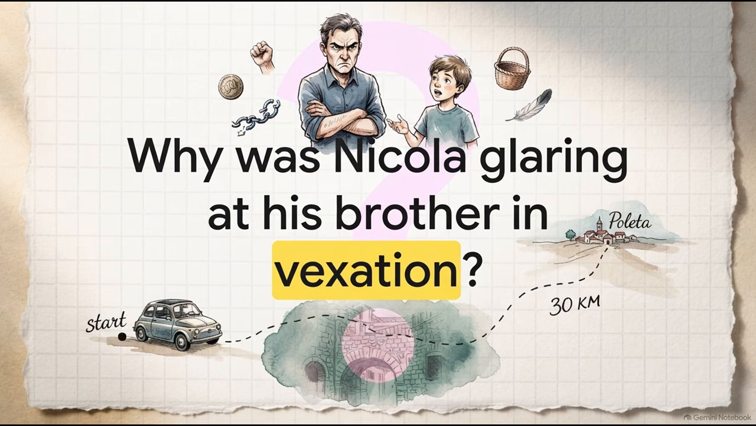Vocabulary is a major key here. So why was Nicola glaring at his brother in vexation? Well, vexation just means annoyance or agitation. Nicola's fierce pride dictated that they shouldn't ask anyone for favors, ever. But Jacopo, being 12 and a bit more artless, just casually asks the narrator for a 30-kilometer car ride to Paletta. This completely violated Nicola's strict adult sense of self-reliance, which triggered that super vexed, angry reaction.